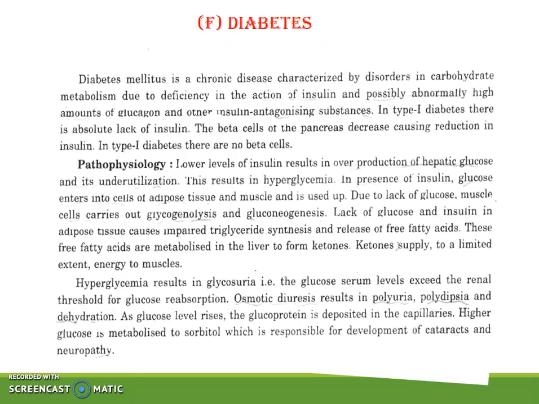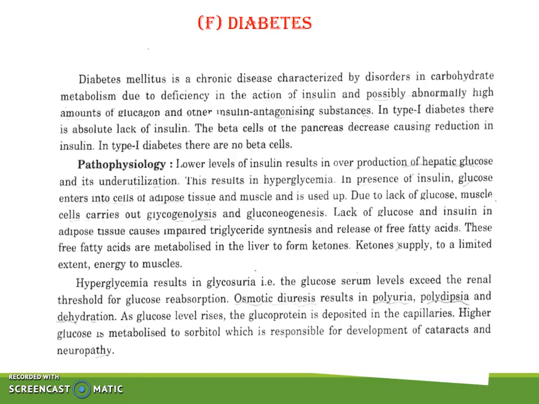Next disease is diabetes. Diabetes mellitus is a chronic disease characterized by disorder in carbohydrate metabolism due to deficiency in the action of insulin and possibly abnormally high amounts of glucagon and other insulin antagonist substances. In type 1 diabetes, there is absolute lack of insulin. The beta cells of the pancreas decrease, causing reduction in insulin. In type 1 diabetes, there are no beta cells.